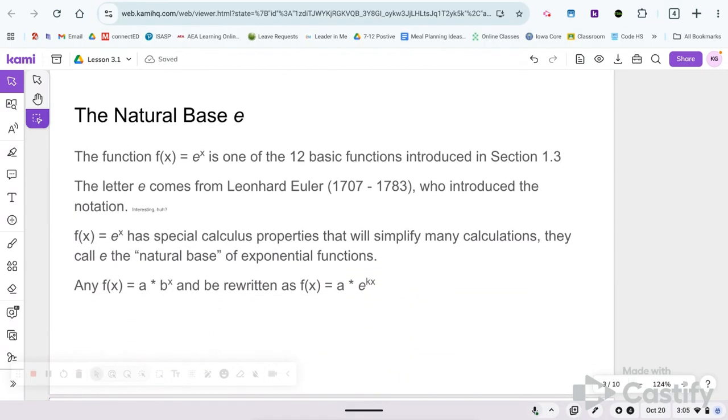Then we're also going to be talking about the natural base e. The function f of x equals e to the x is one of our 12 basic functions introduced way back in section 1.3. The letter e comes from Leonhard Euler, who introduced this notation. We're going to use this a lot in our pre-calculus properties, or that you're going to be using in calculus, that will simplify a lot of calculations. They call e the natural base of exponents. So anytime you have a function written a times b to the x power, it can be rewritten as a times e to the k times x power.